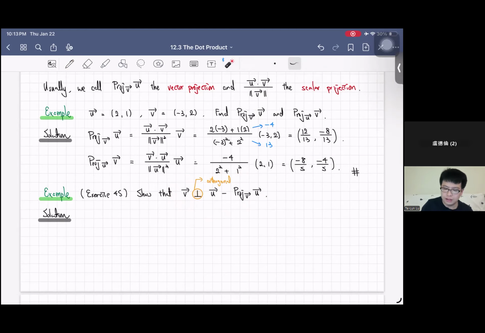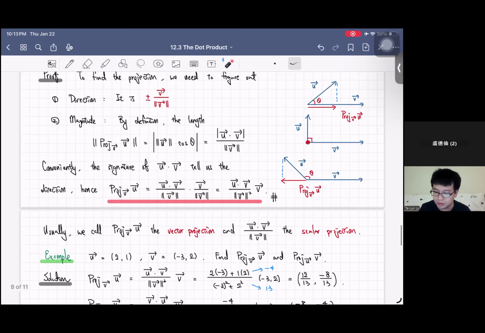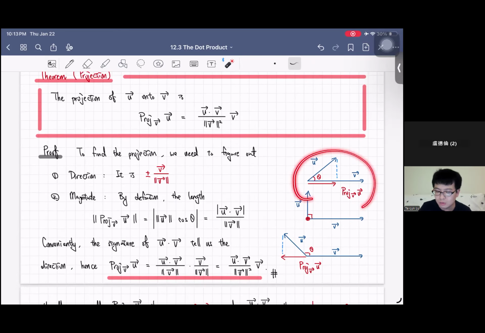So I want to show that v is perpendicular or orthogonal to u minus the projection of u on v. First of all, that is geometrically true, because you see that in this case, u minus the projection of u on v is this guy, and this guy is obviously orthogonal to v. Similarly, for this guy, it is orthogonal to v. For this guy, it is quite natural because the projection is simply 0, so u minus the projection is simply u, and it is basically orthogonal to v. So geometrically, it should be true.